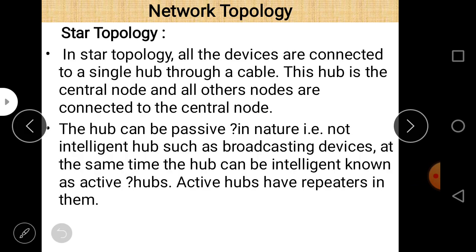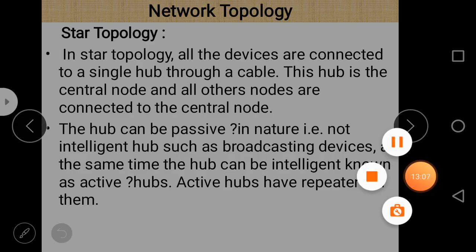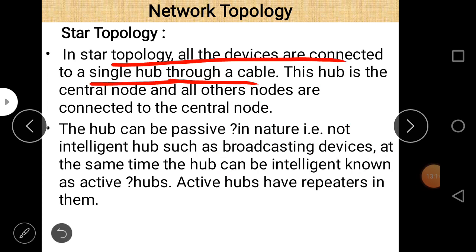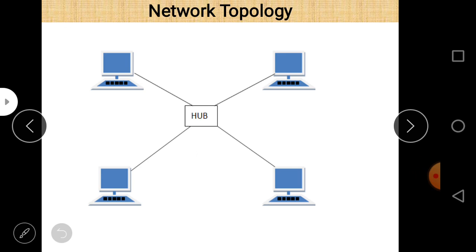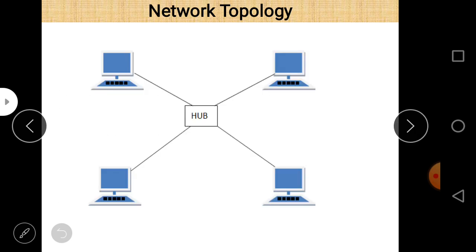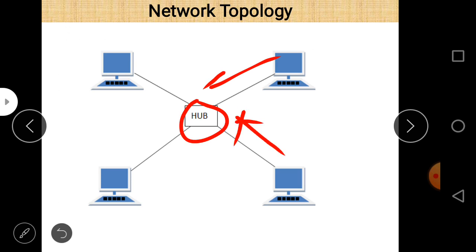These are the key points of star topology. In star topology, all the devices are connected to a single hub through a cable. You can easily see that all the devices are connected through a cable to a hub. This hub is the central node, and all other nodes are connected to the central node.